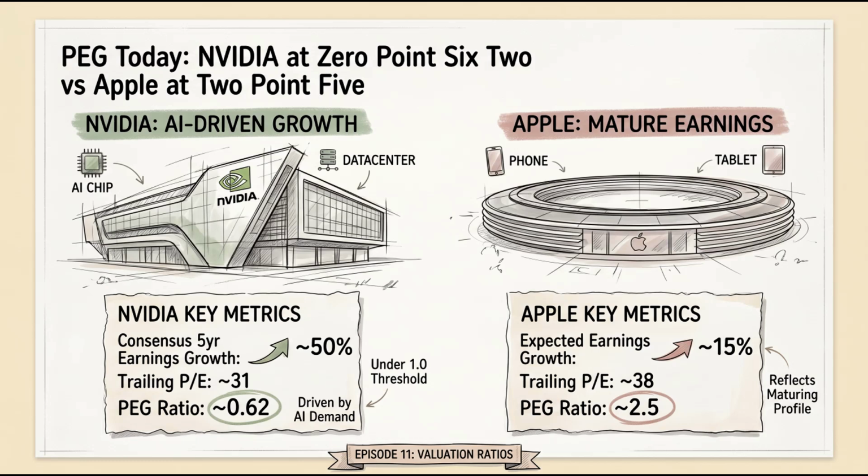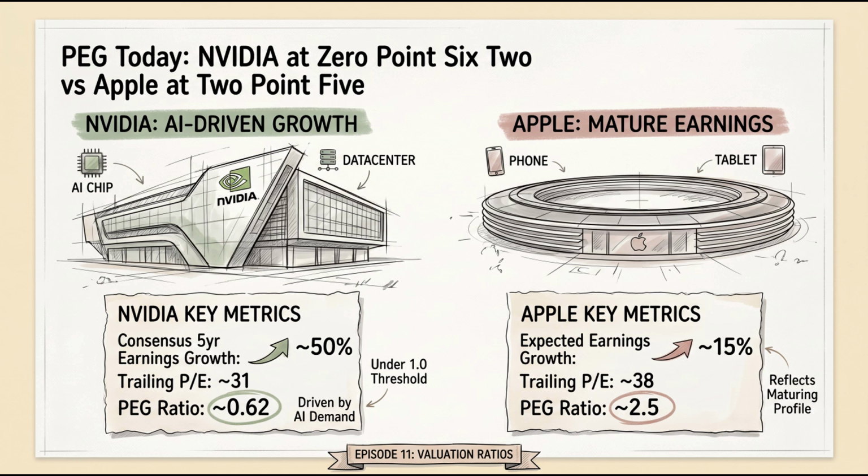Applying this to today, NVIDIA's PEG ratio sits near 0.62, well below Lynch's 1.0 threshold. Its trailing ratio of 31 is divided by a consensus 5-year growth rate near 50%, driven by artificial intelligence demand. By contrast, Apple's PEG ratio near 2.5 reflects a ratio of 38 against expected growth of roughly 15%.